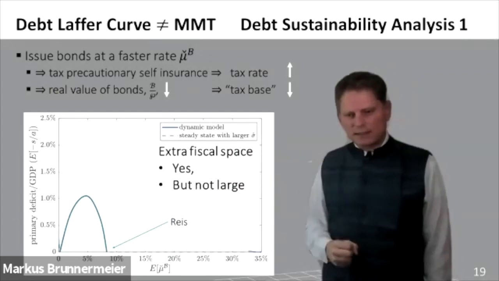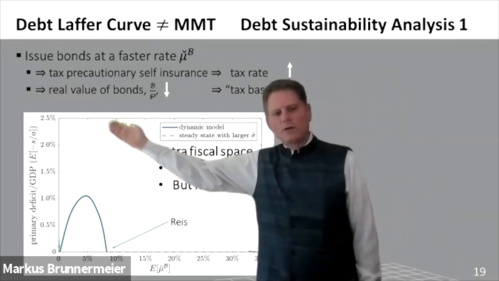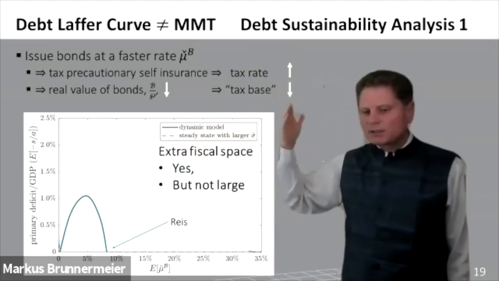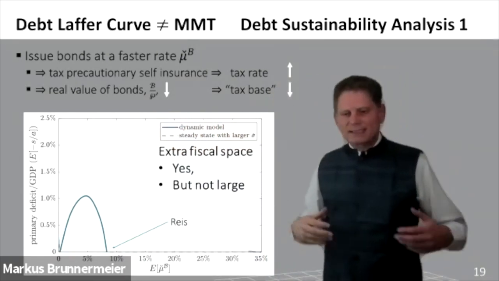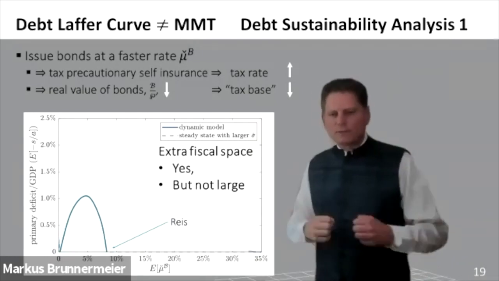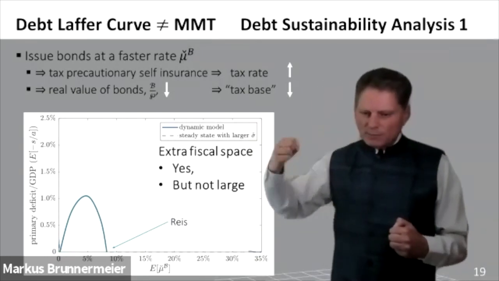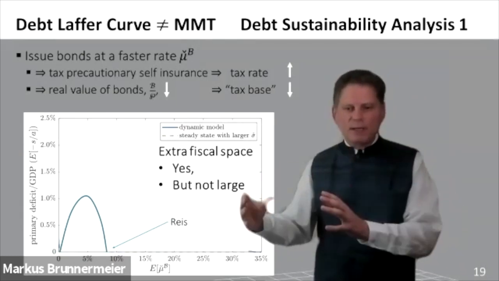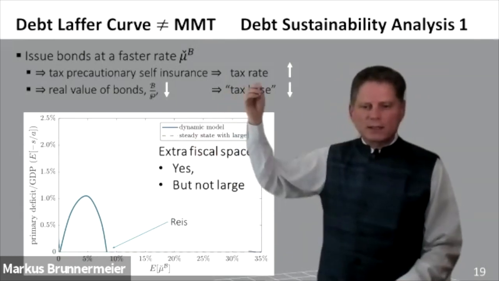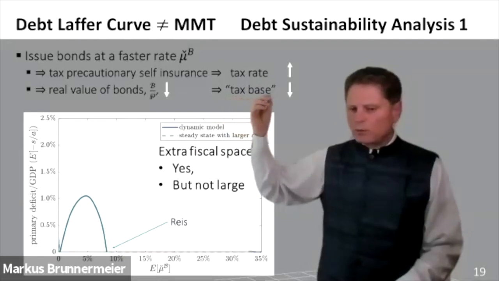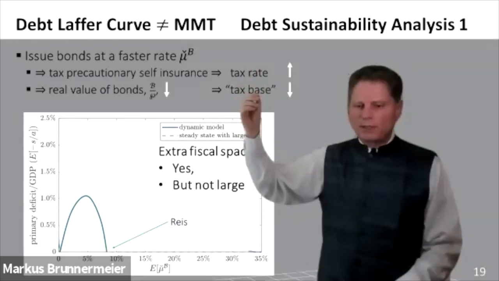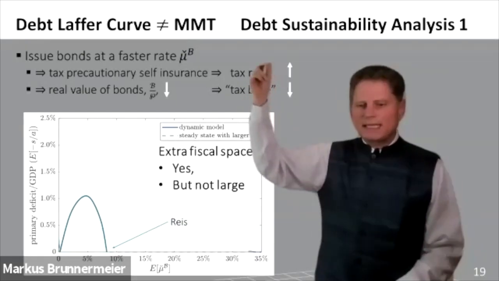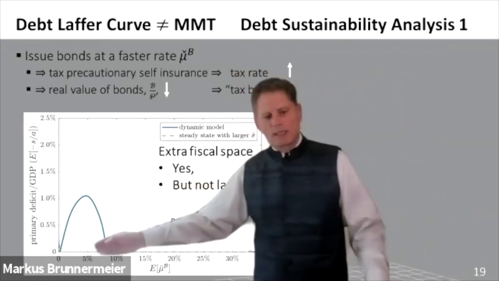That's like taxing it. But the real value of the bonds is going down too. That means the tax base is going down as well. And that's a standard Laffer curve argument: if you increase the tax rate, your tax base is going down, and the tax revenue is the tax rate times the tax base. So if the tax rate goes up and the tax base is not moving much, then the tax revenue goes up. But at some point the tax base goes down more than what the tax rate actually generates. And that's why you have this Laffer curve.